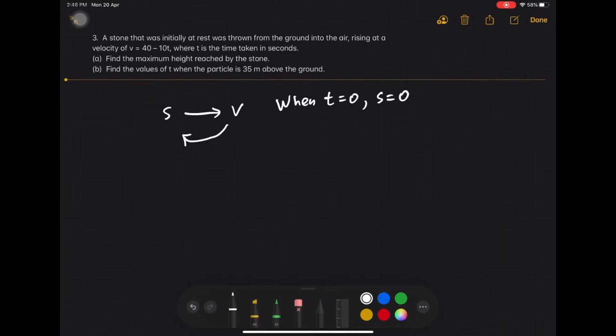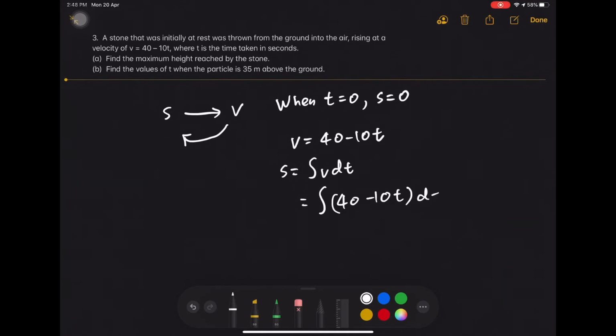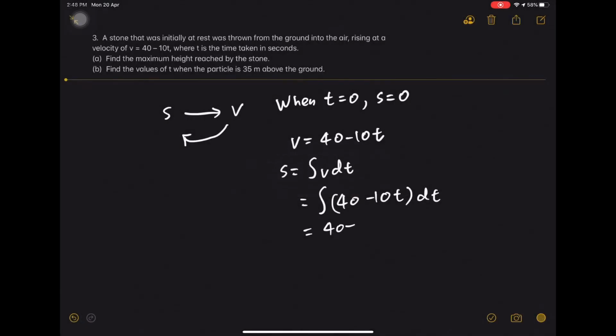So we're going to now integrate my velocity. So we have something like this, right? We have our equation for our velocity. So when we integrate it, we're going to get this. Okay, so we're going to get 40t minus 5t squared plus my constant.